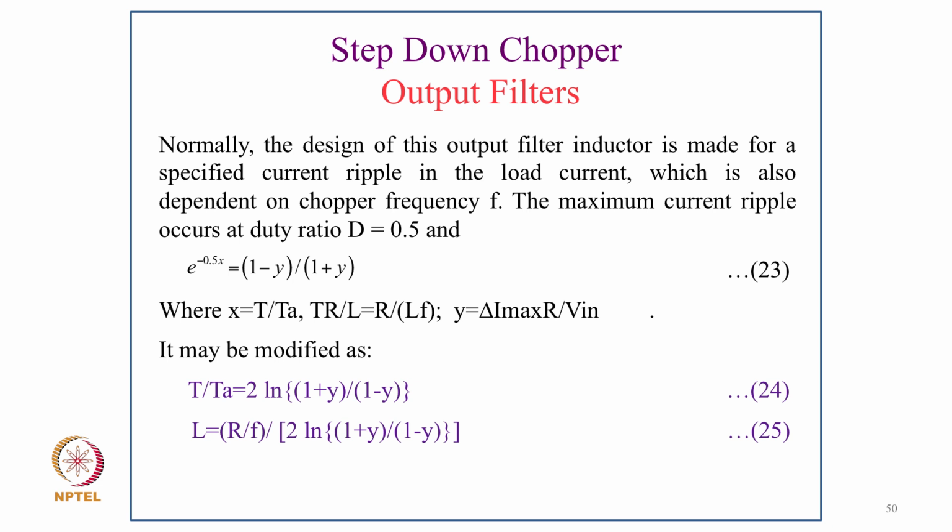Now, with the output filter, normally the design of this output filter inductor is made for the specified current level in the load current, which is also dependent on the chopper frequency f, and the maximum current ripple occurs at D equal to 0.5. So, e to the power minus 0.5 x equal to (1 minus y) upon (1 plus y), where x equal to T upon tau and tau equal to L upon R, or equal to 1 upon R f, and y equal to delta I max R upon V. So, from this equation, we may modify T upon tau to ln(1 plus y divided by 1 minus y), and equal to R upon f, in bracket 2 logarithmic (1 plus y divided by 1 minus y).